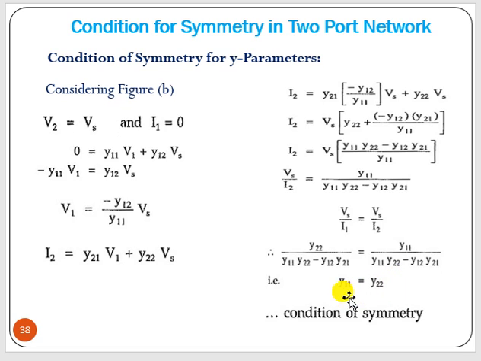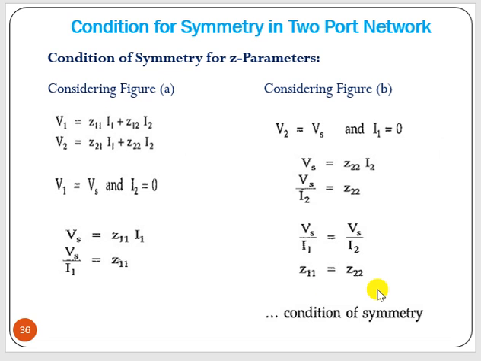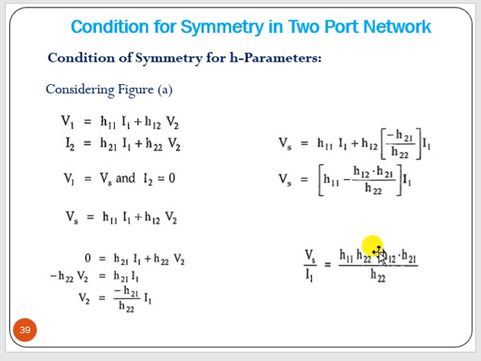Now for the condition of symmetry you can see that input impedance should be equal to output impedance, input admittance should be equal to output admittance, okay. Now we can do it for H parameter also. V1 equal to Vs, I2 equal to 0. So we got two expressions. From this expression we can find out V2 in terms of I1, that we can put in this equation.